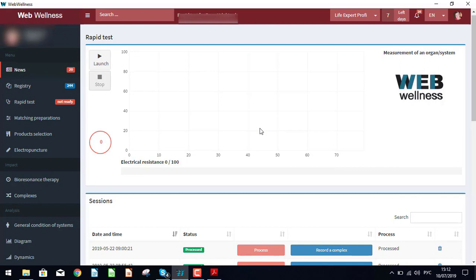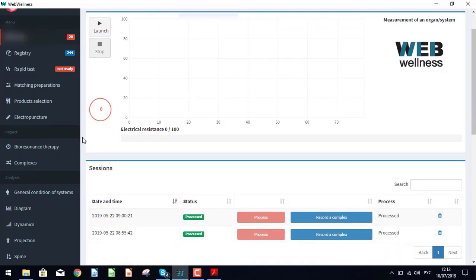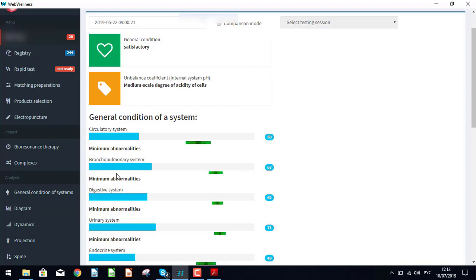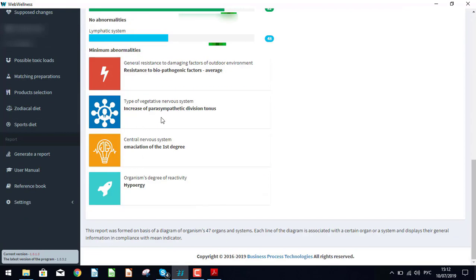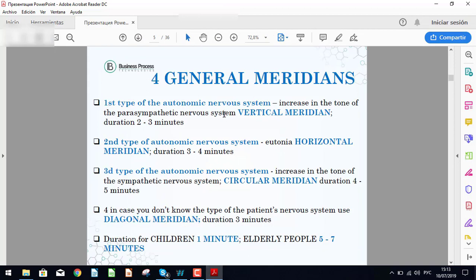Then, with Life Expert Profi, we need to do harmonization and the other test, because in this case we actually need to compare both tests with each other, as you heard on our last webinar. I need to go to general conditions of organs and systems and to look at the type of vegetative nervous system in order to choose the harmonization meridian. Increase of parasympathetic division tonus. Okay, here we got the description.